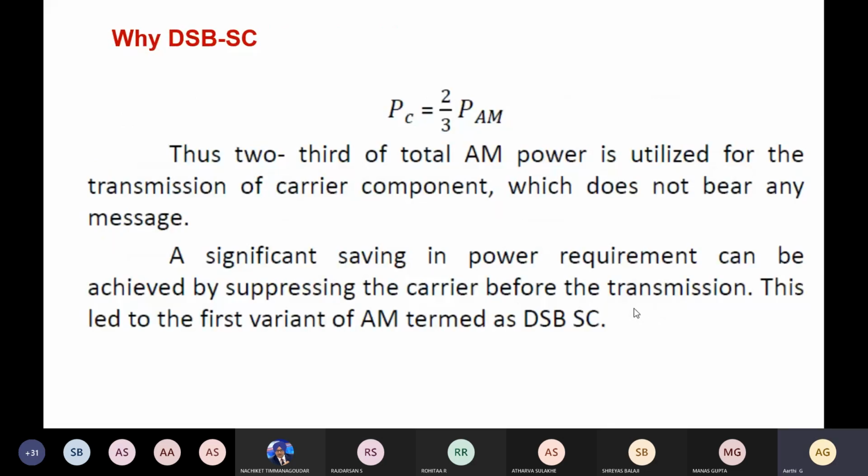So why DSBSC? We are going to use the double sideband with suppressed carrier. We are going to remove the carrier, suppress it, and then generate an AM signal. The total carrier power will be 2/3 of the total transmitted power. Thus 2/3 of the total AM power is utilized for the transmission of the carrier component, which does not bear any message. A significant saving in power requirement can be achieved by suppressing the carrier before the transmission. So this led to the first variant of the AM, which is called double sideband suppressed carrier, DSBSC.